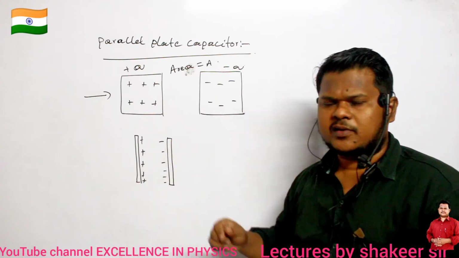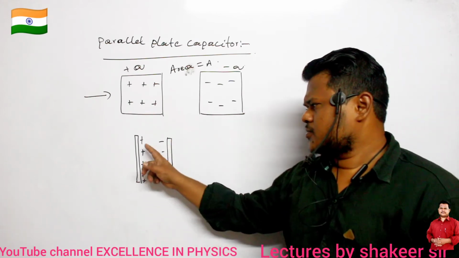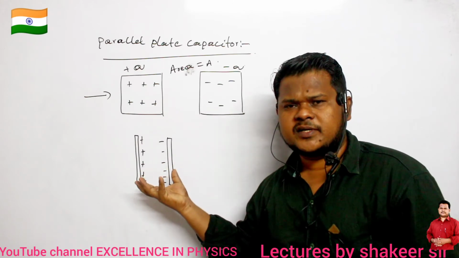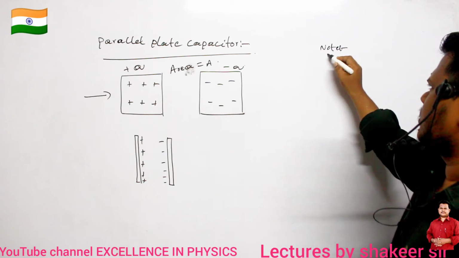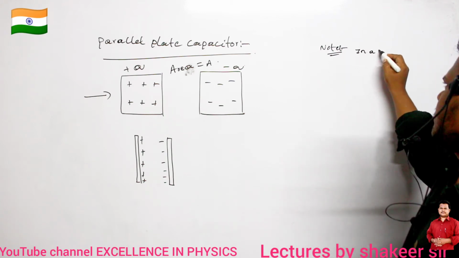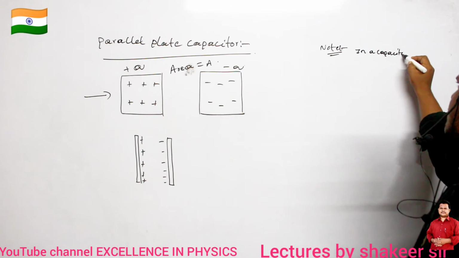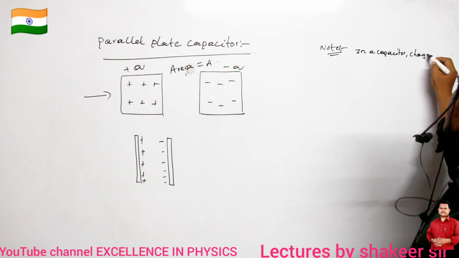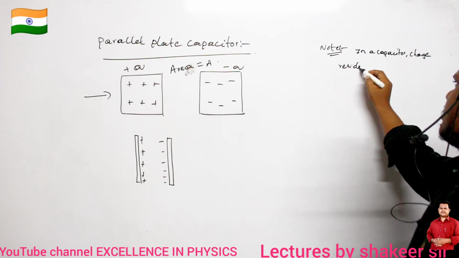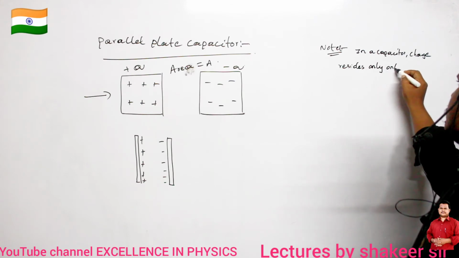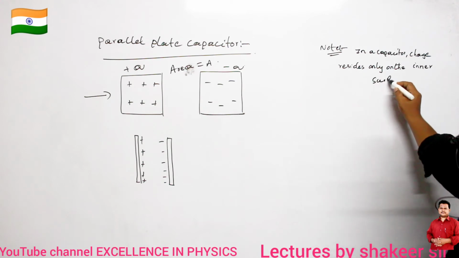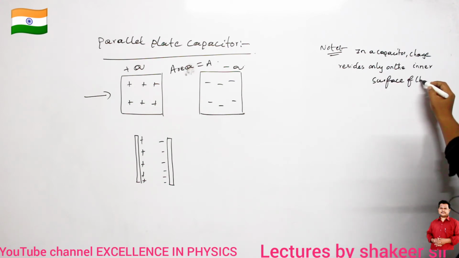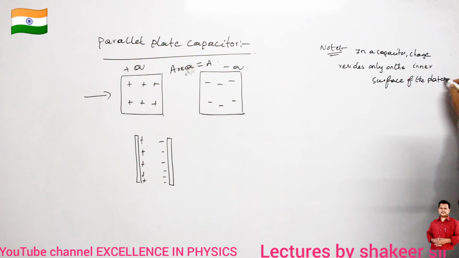Because positive charge is being attracted by negative charge, clear? So definitely charges will reside only on the inside surface of these capacitors. Make a note of this point. So in a capacitor, charge resides only on the inner surface of the plates. So this is one important property of capacitors.